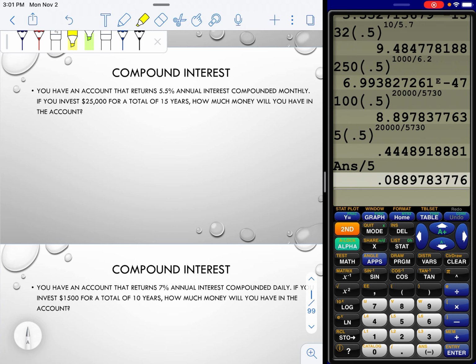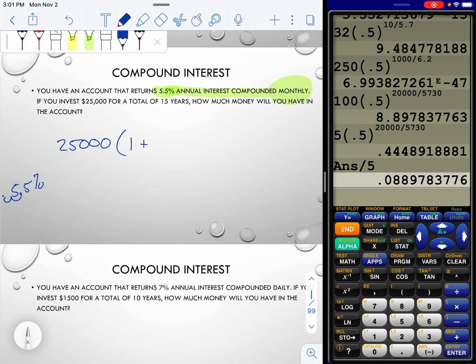So you have an account that returns 5.5% annual interest compounded monthly. Don't just look for that percentage. You have to read to figure out that right there, monthly. If you invest 25 grand for 15 years, how much money's in your account? Same idea. Your principal or your initial amount is 25,000. Now let's build your multiplier. You get 5.5%. Remember 5.5%.